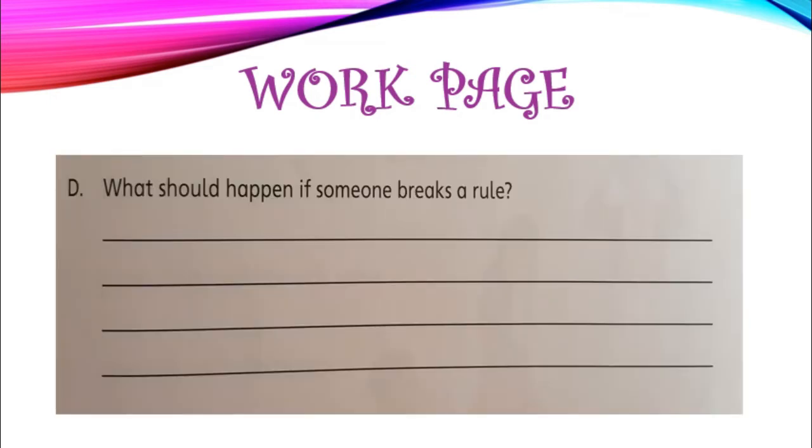Now, part D is: what should happen if someone breaks a rule? Well, we have studied different rules of living together. Now we have to think about what should happen to a person who does not follow a rule. Well, maybe he is punished or has to pay some fine. You have to think and write it yourself.